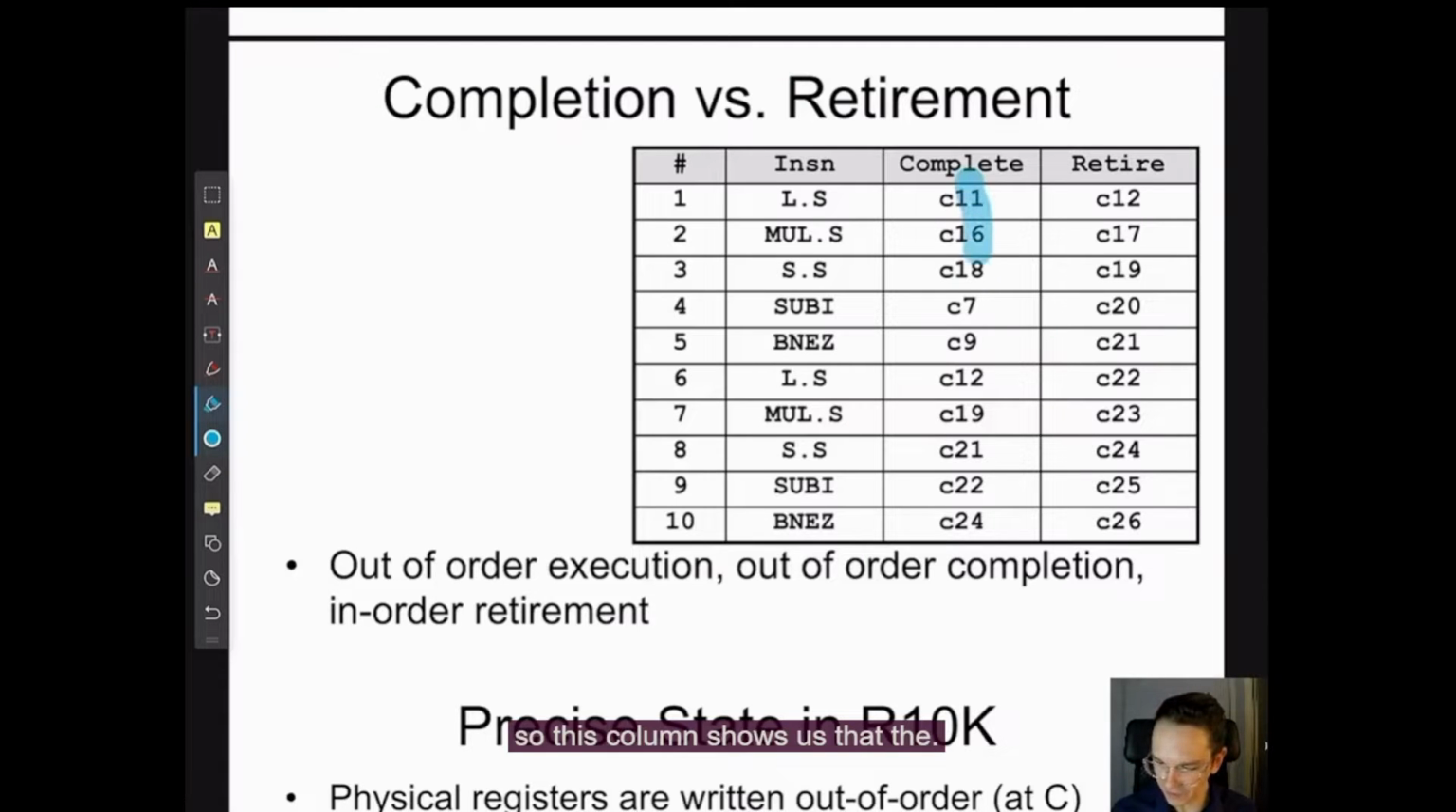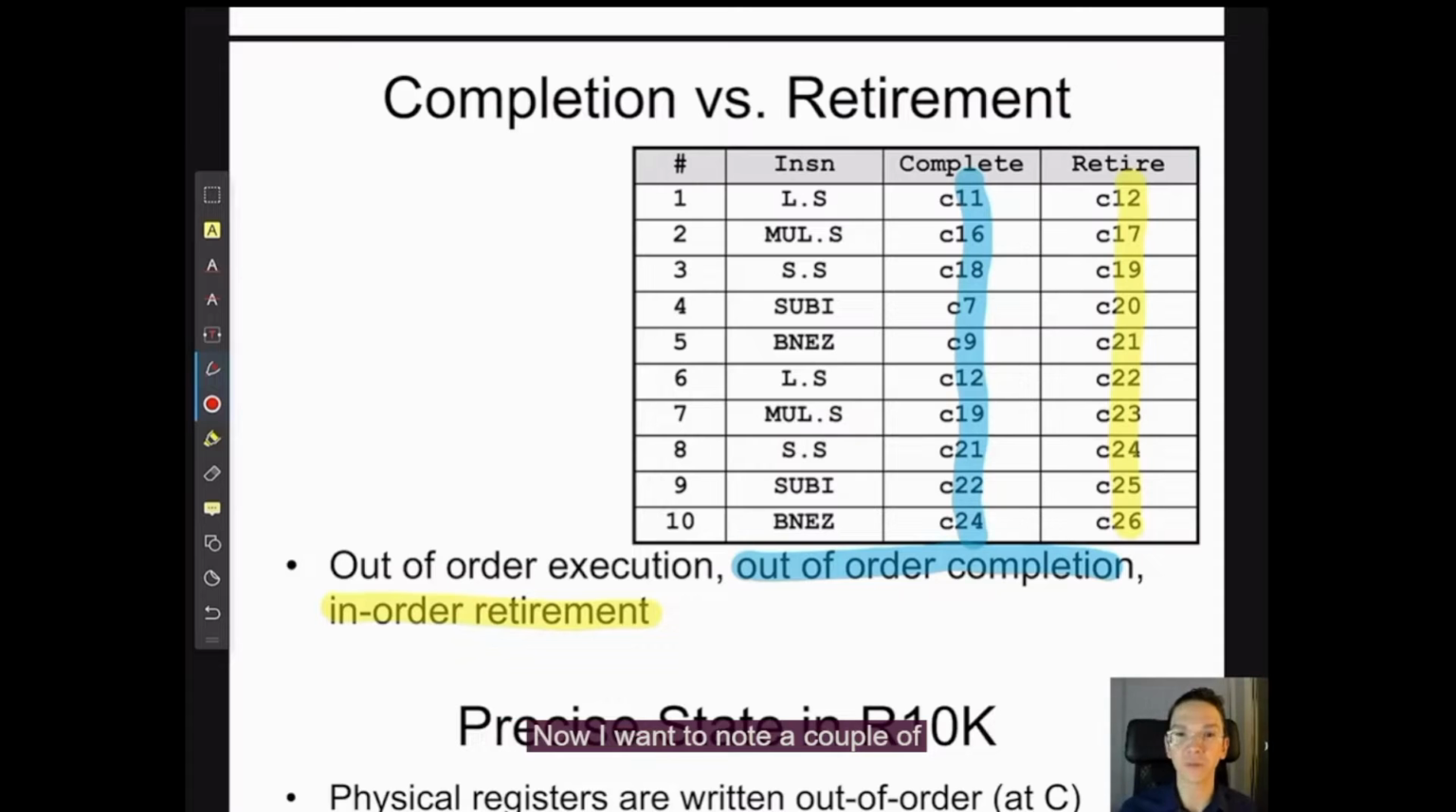So this column shows us that the complete cycles are out of order with respect to program order, but out of order writes right back to the architectural state of the processor is what prevented us from keeping precise state. But now we've seen in order retirement. The cycle at which instructions retire increases monotonically in program order.